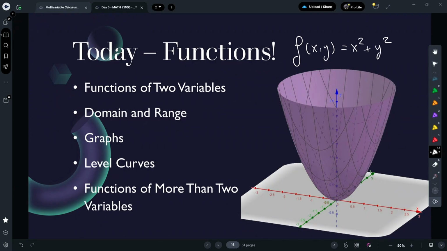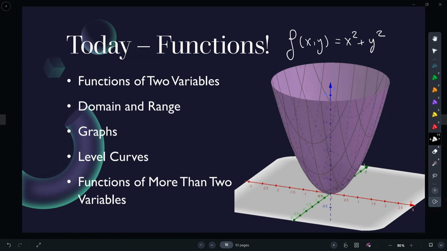the graph. We're going to try to understand what's the domain and the range of a function. We're going to try to figure out how to do graphs of functions. We have some basic understanding of what the graphs of quadrics are, so we're going to use that. But then we haven't seen yet a logarithm or a sine or an e to the something. There's going to be more and more complicated functions, and we're going to have to use different things to graph it. And what we're going to do is level curves.